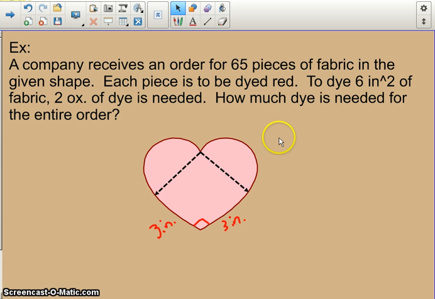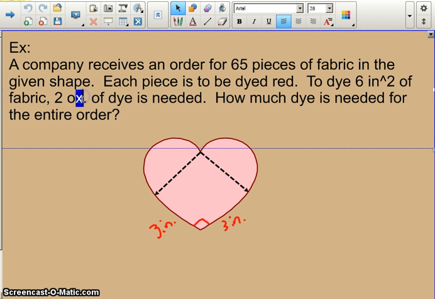Let's crank this thing on to the next example here. Alright, here's the next example. It says a company receives an order for 65 pieces of fabric in the given shape. Each piece is to be dyed red. The dye is 6 inches squared of fabric, this should be 2 ounces of dye needed. How much dye is needed for the entire order?